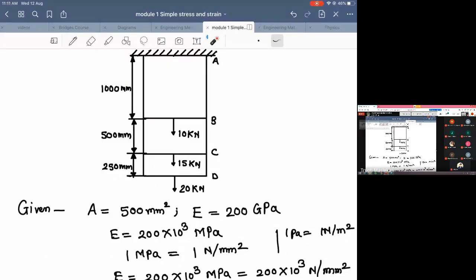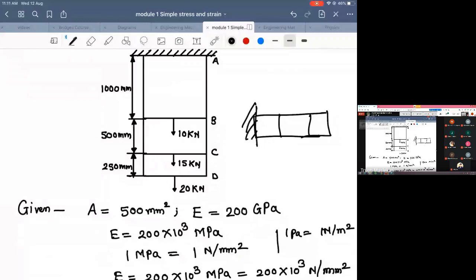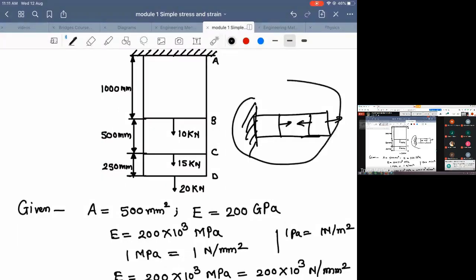If the problem is vertical or maybe horizontal, suppose the problem is like this: one box is given, one part, two part, three part, and this end is fixed. Suppose these are the forces acting, and it is asked to calculate the change in length of the member. Then in this case also, there is no need to check the condition of equilibrium. Okay.